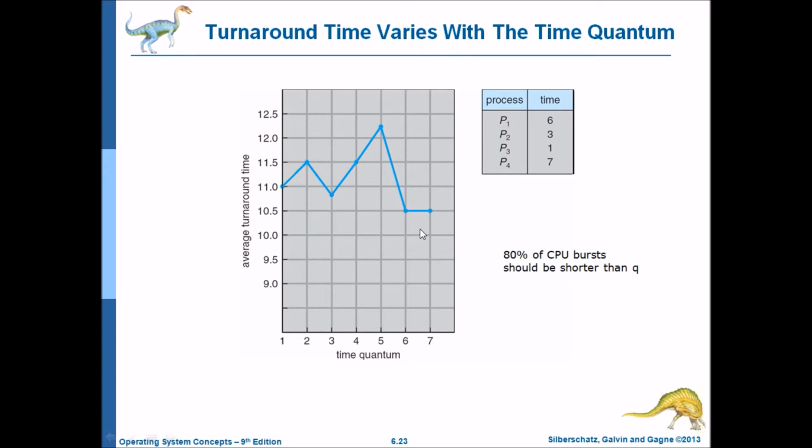So in general, turnaround time is minimized if most processes finish their next CPU burst within one time quantum.